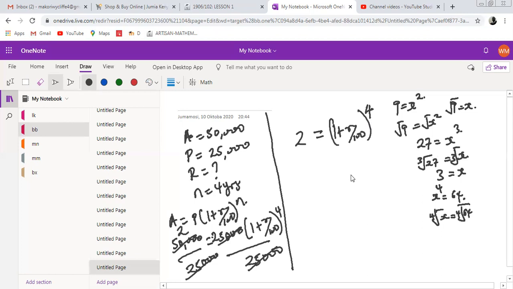For us to be able to work this out, we need to get the fourth root of 2 and the fourth root of 1 plus r over 100, because this one is already to power 4. The fourth root of a number that is raised to power 4 is that number without the power. So you get the fourth root of 2 this way.